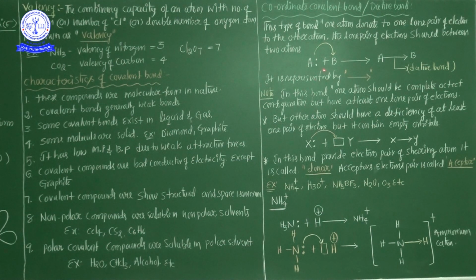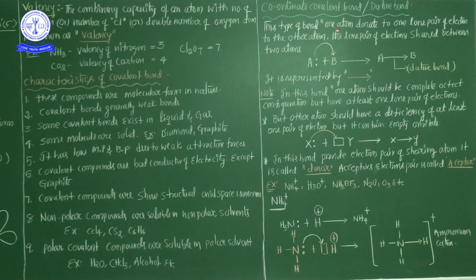In a coordinate covalent bond, one atom completely donates a lone pair of electrons, it is the donor, and another atom accepts the lone pair of electrons, it is the acceptor, and it has an empty orbital. If an empty orbital is there, the first atom can easily donate the lone pair of electrons. So that is the coordinate covalent bond. It is represented by an arrow mark like this. So now see what the definition of a coordinate covalent bond is.